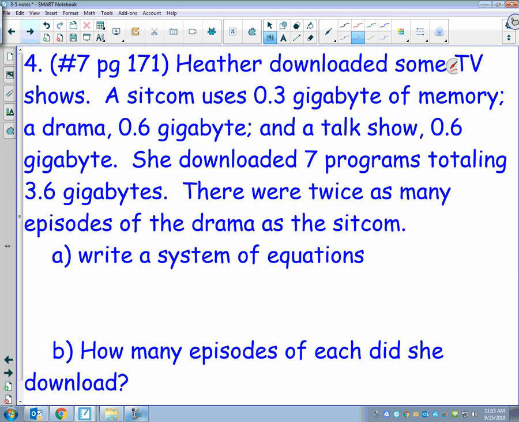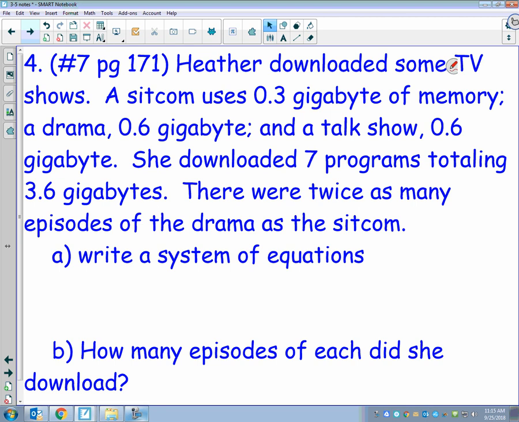So then, this is a story problem with 3 equations and 3 variables. And so it says, Heather downloaded some TV shows. A sitcom uses 0.3 of a gigabyte of memory, a drama 0.6 of a gigabyte, and a talk show 0.6 of a gigabyte. She downloaded 7 programs totaling 3.6 gigabytes. There were twice as many episodes of the drama as the sitcom. Write a system of equations and then solve it.